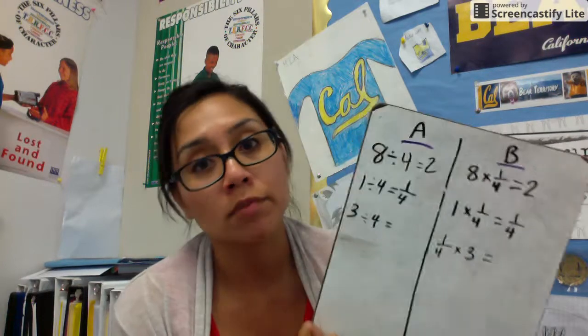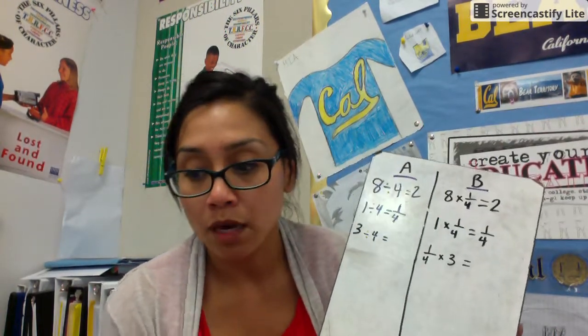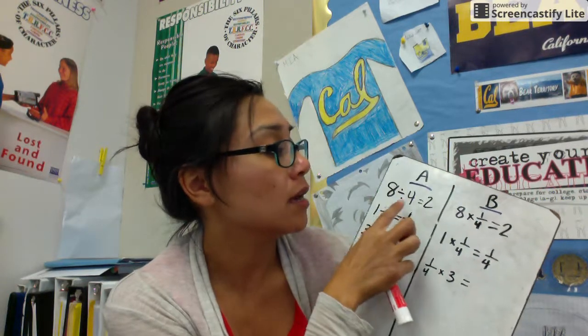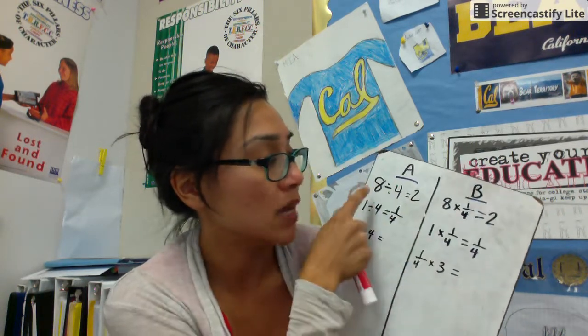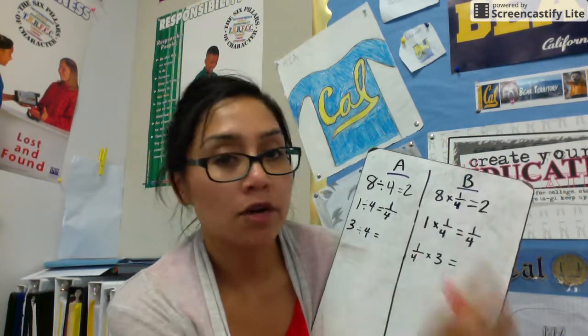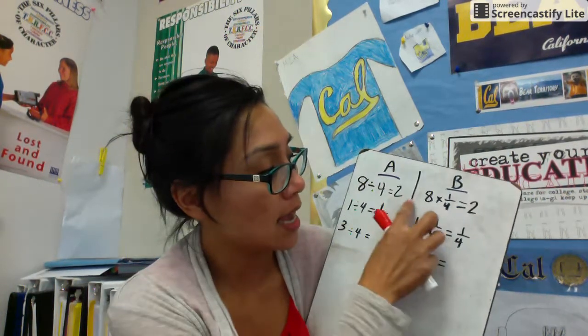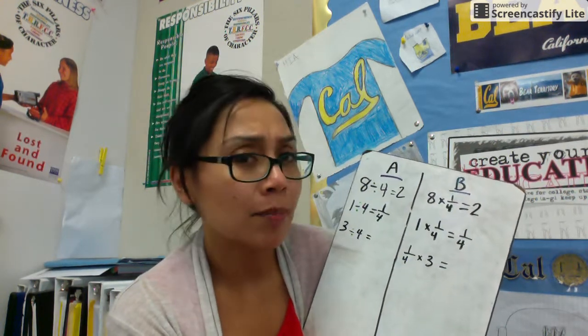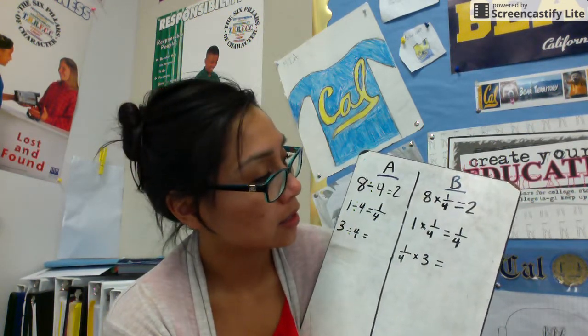Okay, so let's talk about some similarities and differences between our answers for A1, 2, and 3 and B1, 2, and 3. I have here just the number sentences, and I want to compare them. I see that for A, we wrote down 8 divided by 4 is equal to 2, because we had 8 of something, we split it up into 4 groups, and we had 2. But if I look over here at the multiplication, I see 8 times 1/4 is also equal to 2. I think that's pretty interesting that they both have the same answer.